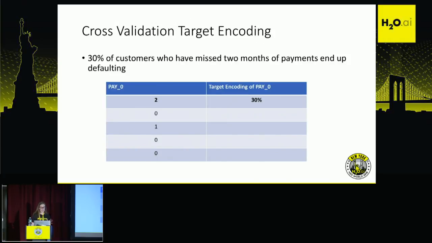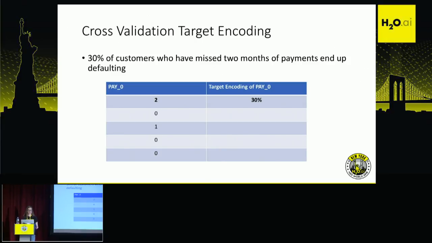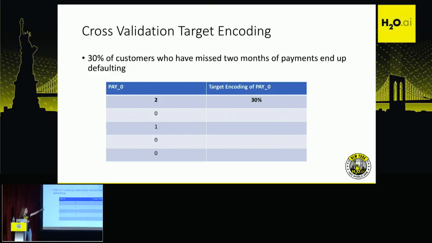Now, let's give an example. We have pay status. Pay status 2 means they're 2 months delayed on their payments. Pay status 1 means they're 1 month delayed. Pay status 0 means they're up to date. If we take a look at our data, let's look at the people that have pay status where they're missing 2 months of payments. What's the probability of those people that they miss their next payment? Well, we might find that it's 30%. So now, instead of representing the pay 0 status as 2 months delayed, let's say 30%.